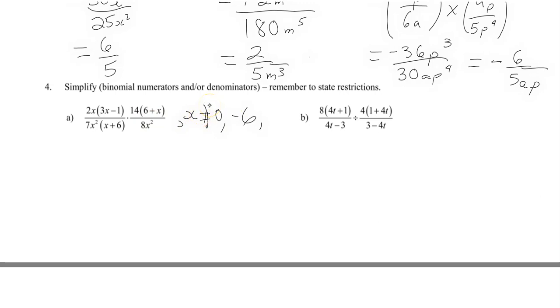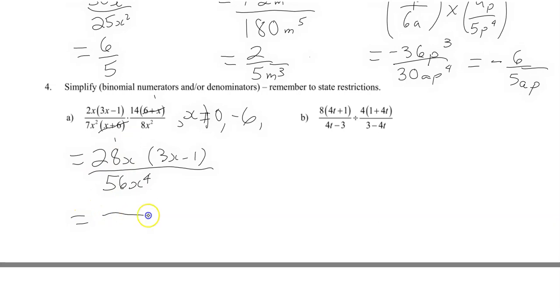Okay, and what can we do? You know what we can do? We can start off by crossing off the x plus 6 with the 6 plus x. Okay, it's in a factored form. And now what I would do is just multiply. So 2x times 14 gives me 28x. And the 3x minus 1 that's up top. And down here, 7 times 8 will get 56x to the 4th. Okay, now we can simplify that.